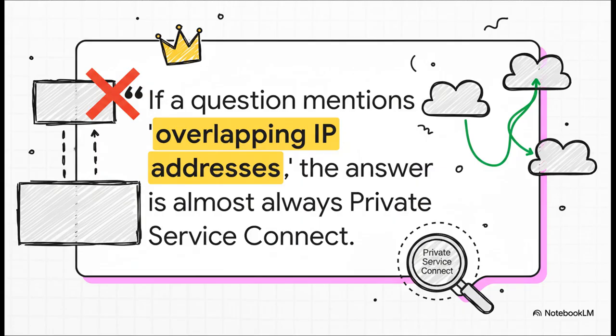If you see an exam question where two VPCs need to connect, but, and here's the key, their internal IP address ranges overlap, VPC peering just won't work. The answer you should be looking for, like 99% of the time, is Private Service Connect.